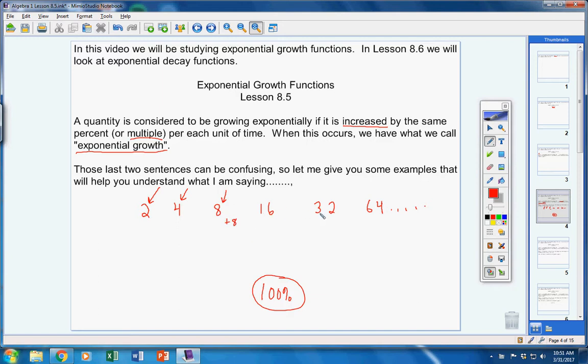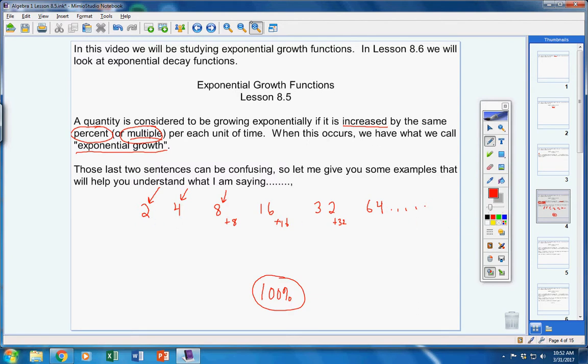I went from 16 to 32. So 16 is what I have. I added to it 16. That's 100%. I get 32. I have 32. I add to that 32, which is 100% of 32, and I get 64. So no matter what way you look at this, it's increasing by the same percent or it's increasing by the same multiple. Either way, we have exponential growth. Do you see it okay? If not, back up and watch that again. I'm trying to show you with an example what I was saying up here. You have a quantity that's increasing by the same multiple or increasing by the same percent every time.